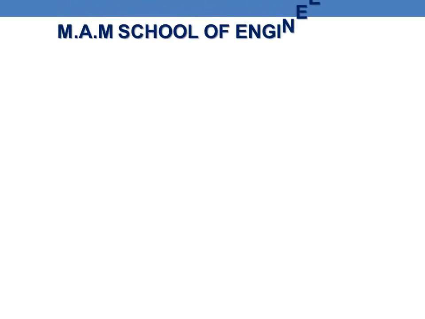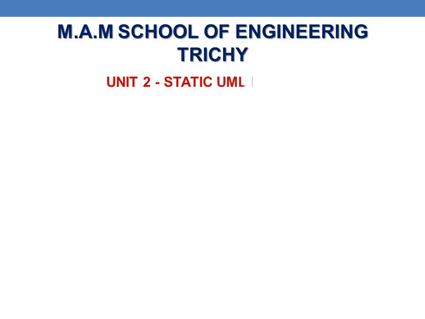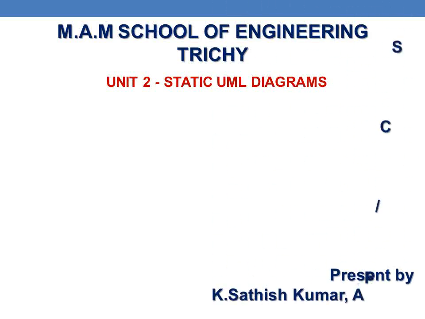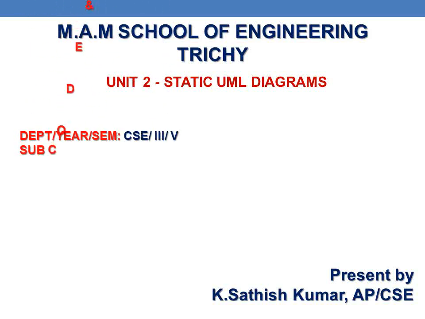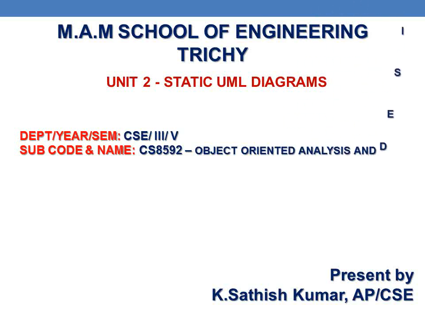So unit 2, object oriented analysis and design. So unit 2 topic is static UML diagrams. So presented by K. Satish Kumar, AP CSE. So department CSE, third year, 5th sem. Subject name is CS 8592, object oriented analysis and design.